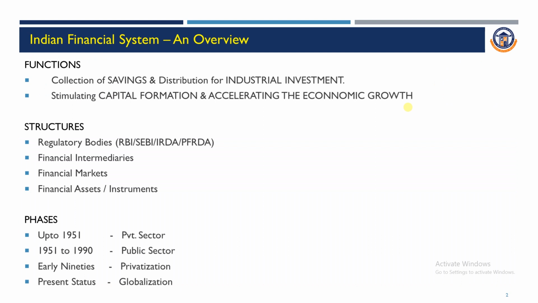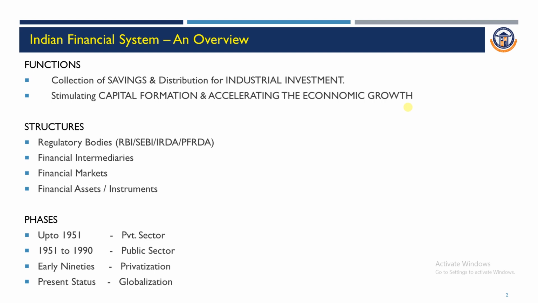So, Indian financial systems have different functions, predominantly the collection of savings and distribution for industrial investment and stimulating capital formation. Accelerating economic growth is also a basic function of the Indian financial system. The financial system has specific structures which consist of different regulatory bodies like RBI, SEBI, IRDA and PFRDA, financial intermediaries, financial markets, and then financial assets and instruments.